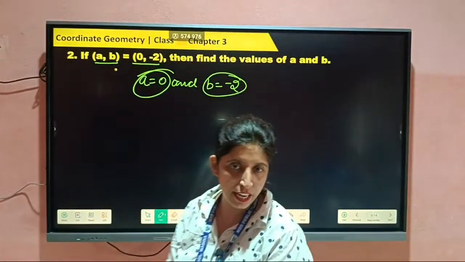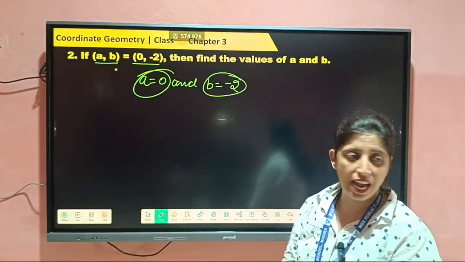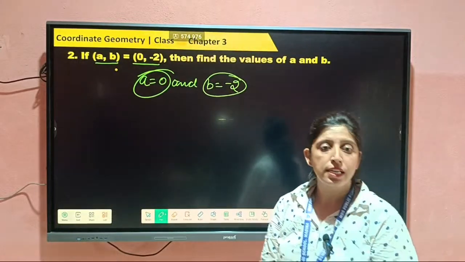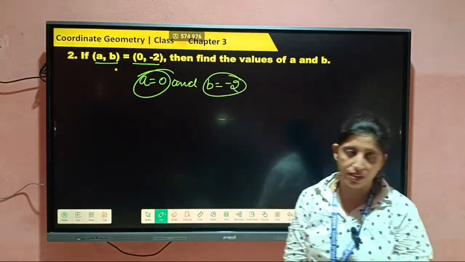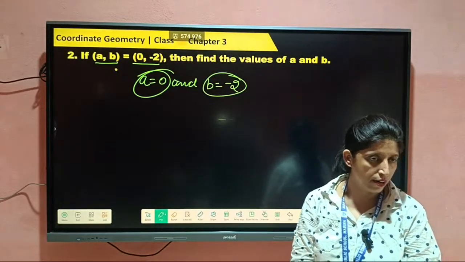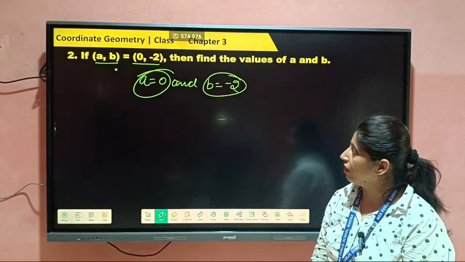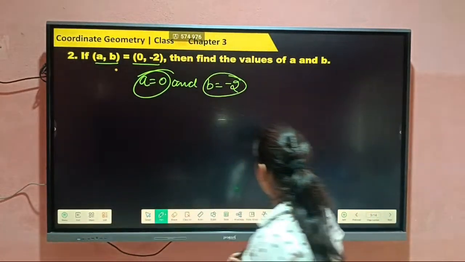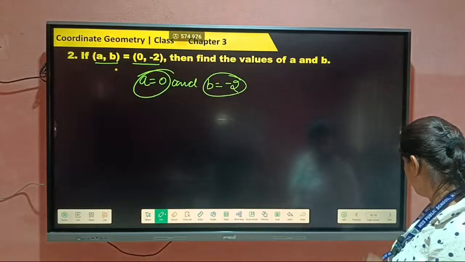Because coordinates are equal, their abscissa and ordinates are also equal. If coordinates are equal, then abscissa is equal to abscissa and ordinate is equal to ordinate. Okay, then we can find the values of A and B, right? Next question.